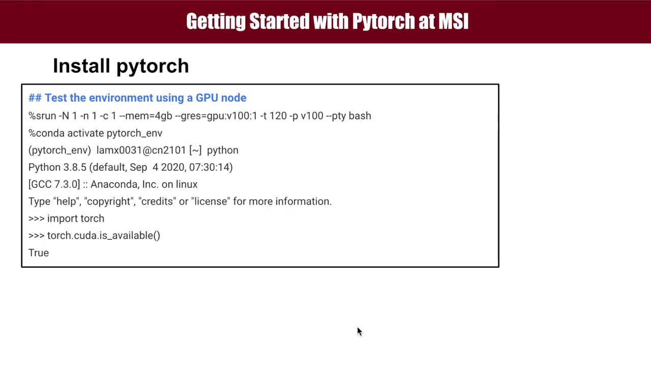Let's say the installation was successful and then you want to test out your PyTorch package. So the first thing you want to do is to request a GPU node from Slurm. The command that I use here is using srun and then -n1. I'm asking for one node, one task, and one CPU per task. I'm asking for 4 GB memory because I don't need that much. I just want to test out if PyTorch is working or not.